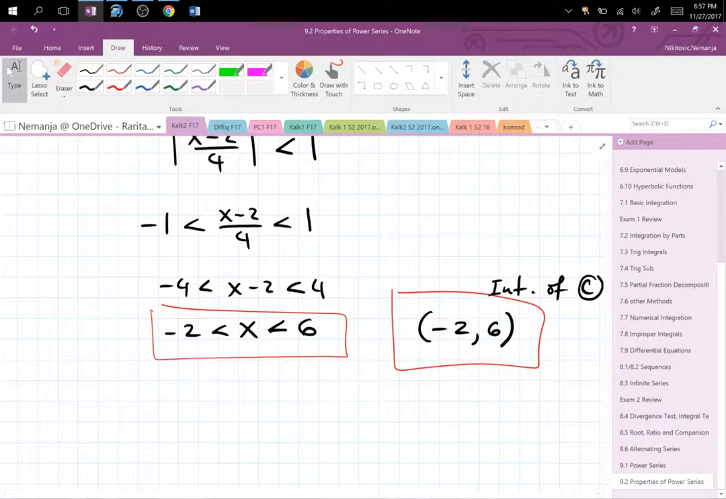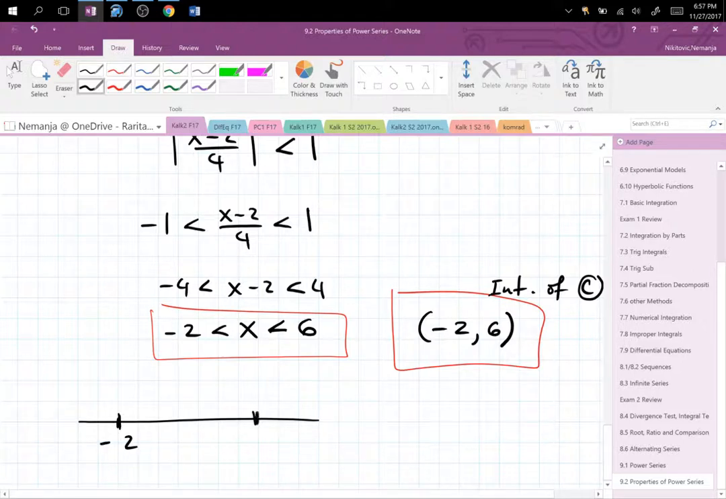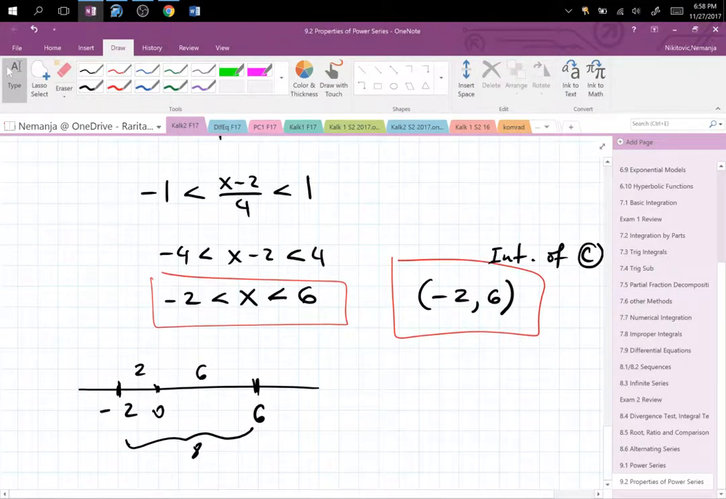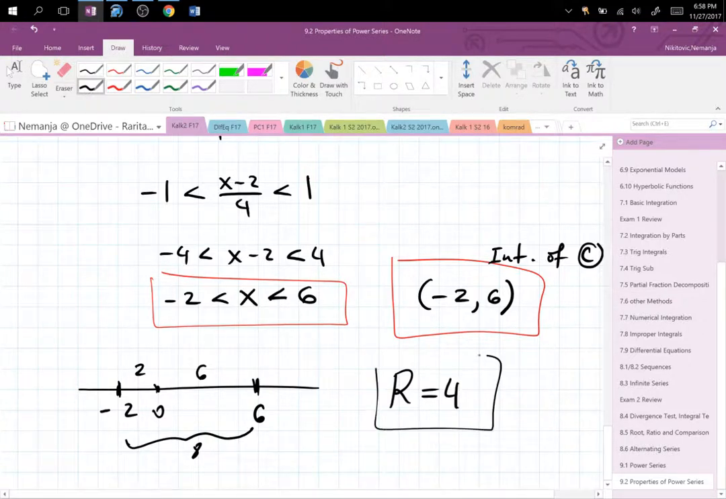Half of what? Well, if you look at the number line, you are going from negative 2 to 6. So what's the length of this? Well, there's a 0 somewhere, so you have 2 units here and 6 units there, so that's 8 units long. So the radius would be half of that 8, which is 4. That makes sense. So the radius of convergence is 4.